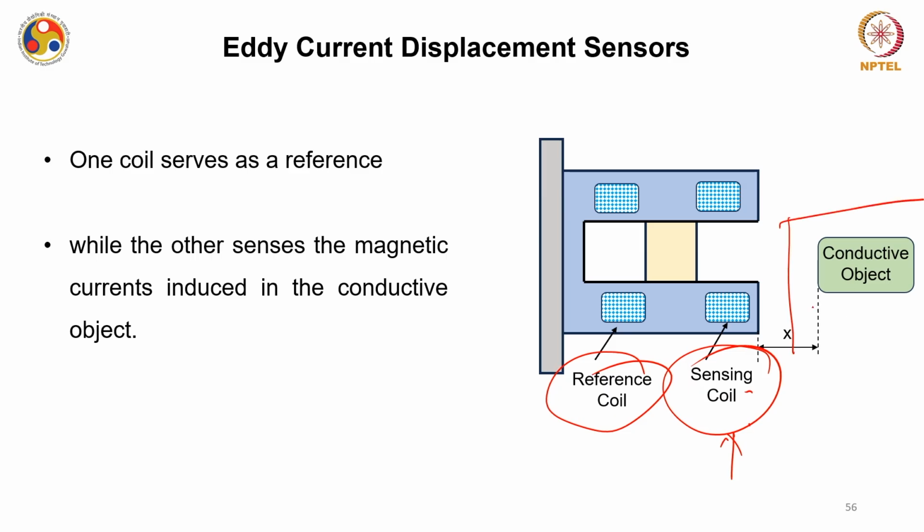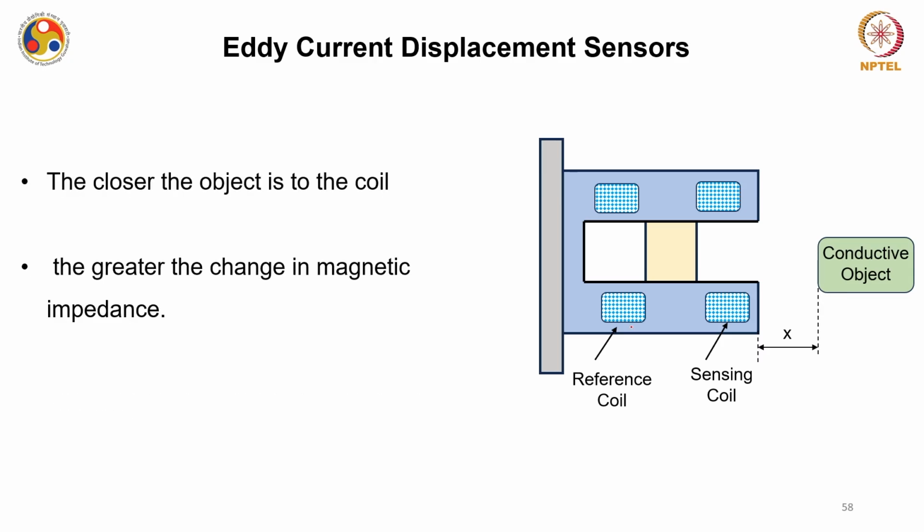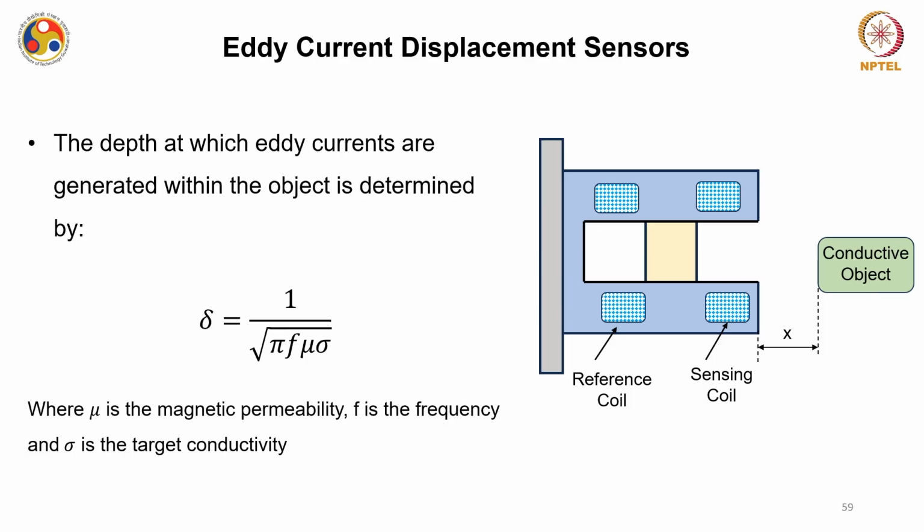So this sensing coil basically senses the magnetic current induced in the conductive object. If the conductive object is here, the sensing coil is the first which will face the change in the magnetic current. The eddy currents generate a magnetic field when the object comes into the vicinity, and this magnetic field opposes the field of the sensing coil. This creates an imbalance relative to the reference coil. The closer the conductive object is to the coil, the greater is the change in the magnetic impedance.